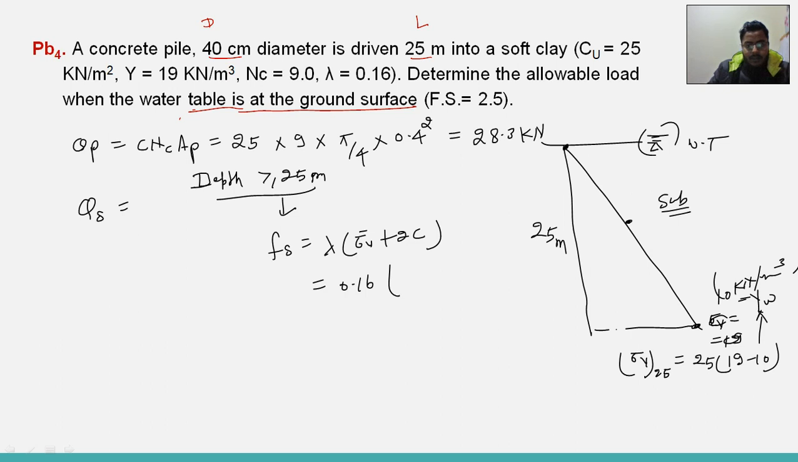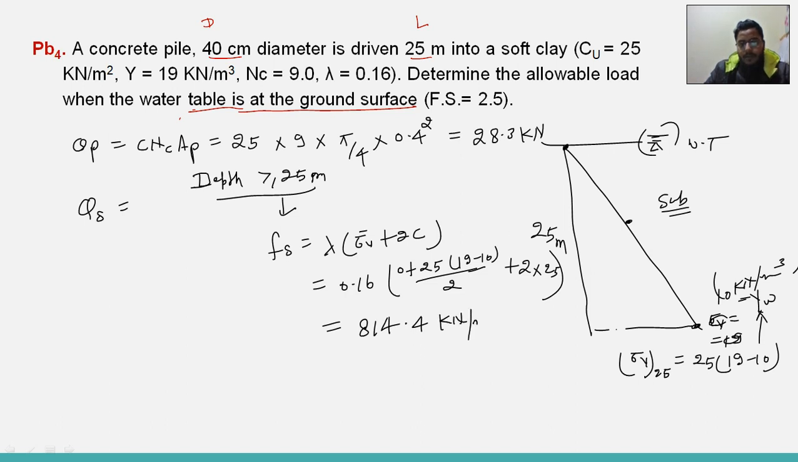So we have to take the average value of this. The average we will write: 0 plus 25 into 19 minus 10, divided by 2, plus 2c, 2 into c, that is given 25. So I have calculated, and fs is coming 814.4 kilonewton per meter square. No, this is not Qs, sorry, some value is coming. So you can calculate.